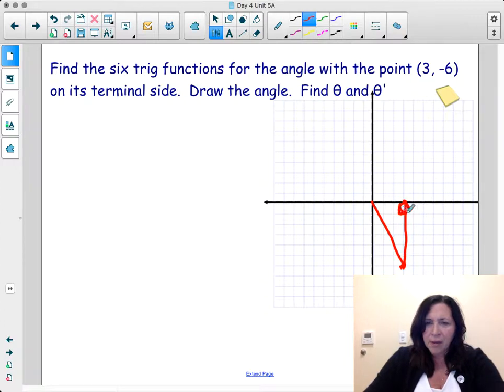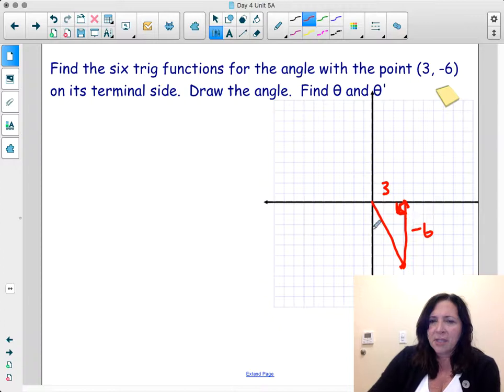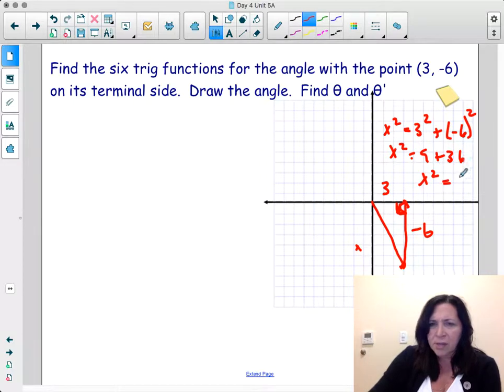Here's your right angle. Now, this is 3. This is -6. So to find the 6 trig functions, I just need the third side, my hypotenuse. So I can use, let's say, x squared equals 3 squared plus -6 squared. So that's x squared equals 9 plus 36. So x squared equals what? 45. So the square root of 45 is my answer for x.